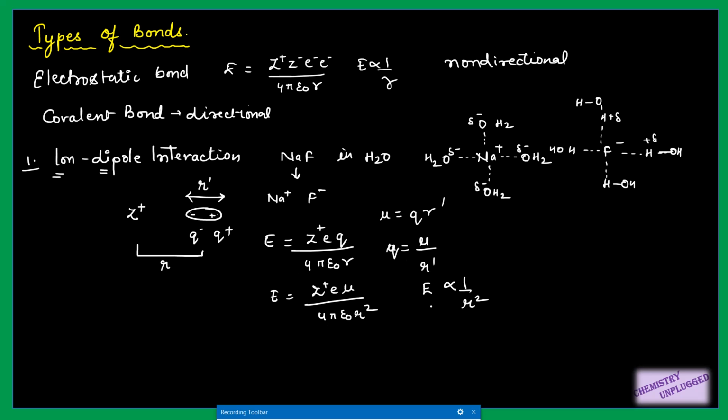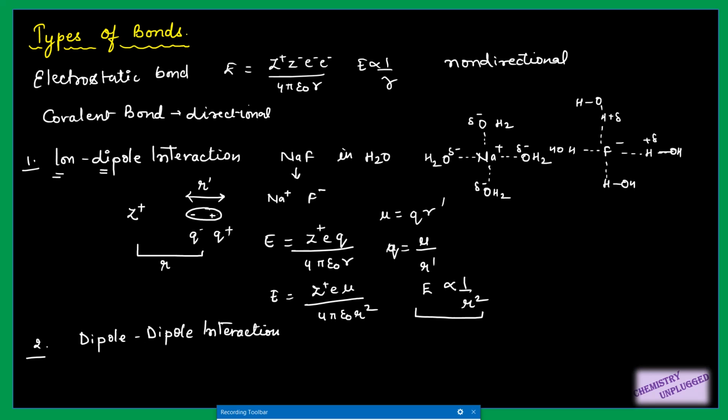The simplification is only done to explain that this energy is inversely proportional to R square. So this ion-dipole interaction is weaker than the electrostatic bond, because in the case of an ionic bond, energy is inversely proportional to R. Now it is inversely proportional to R square, so it is further decreased. This type of interaction can be seen when you are dissolving ionic compounds in polar solvents. Then the second type of interaction is dipole-dipole interaction.